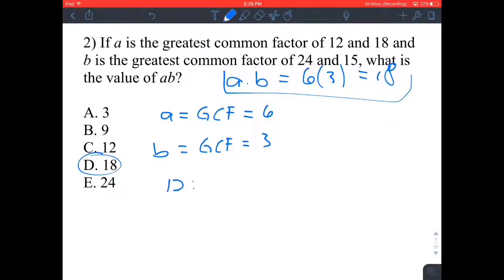12, you can make a factor tree. Let's do that. Let's make a factor tree. It breaks down to 4 times 3, and then 4 breaks down to 2 times 2. Comparing that to 18, 18 can be broken down to 3 and 9, and then 9 can be broken down to 3 and 3.